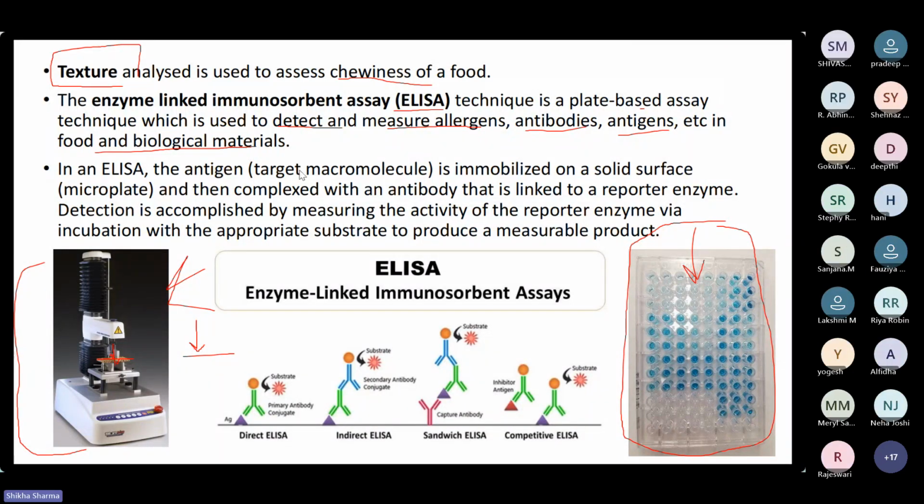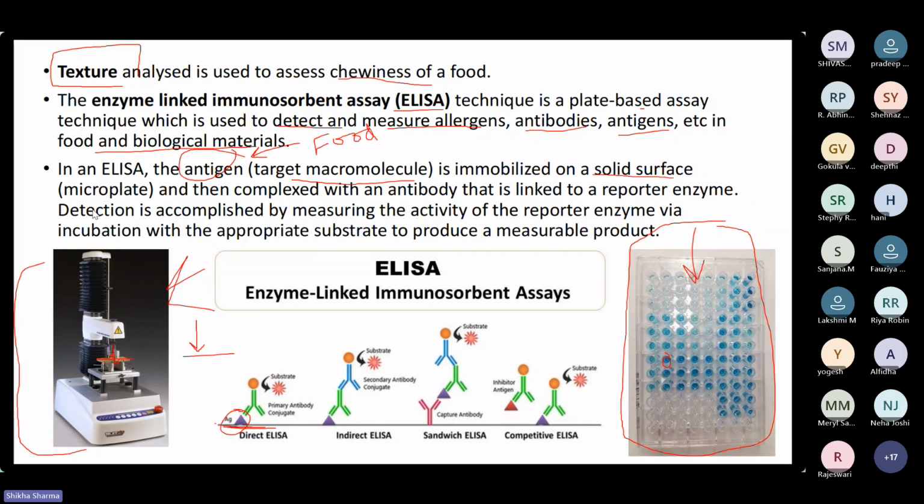In an ELISA, what will happen is that the antigen will be from the food. The food sample will have some antigen. That is the target molecule, and it will be immobilized. If we see here in the image, this is the antigen we have put into this well, and it will be immobilized on the surface of the plate.